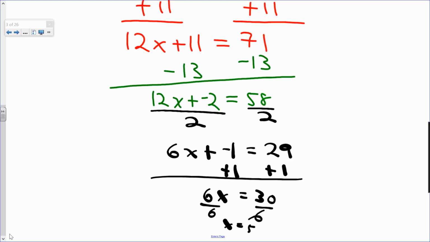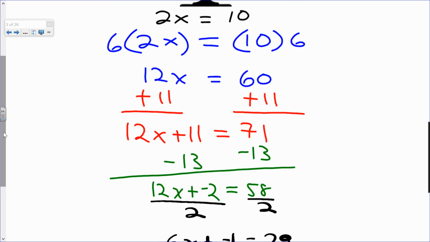Cool. Here we go. Now, what I just brought up to your mind was what we call a feature of equality, or a characteristic of equality, or a property of equality.